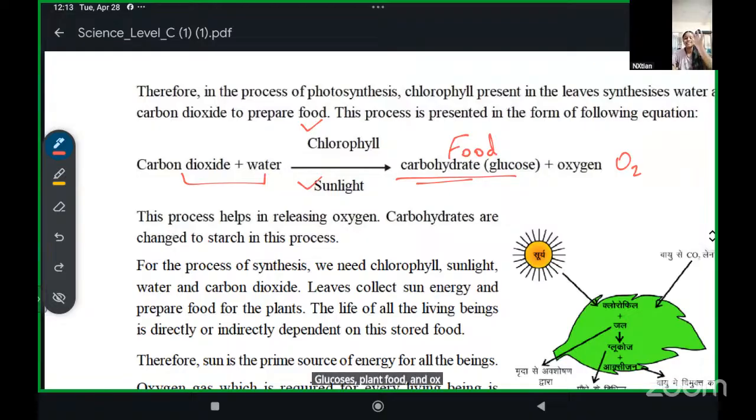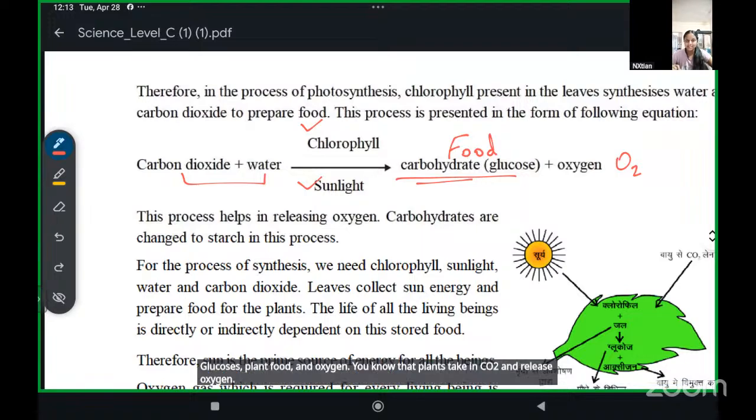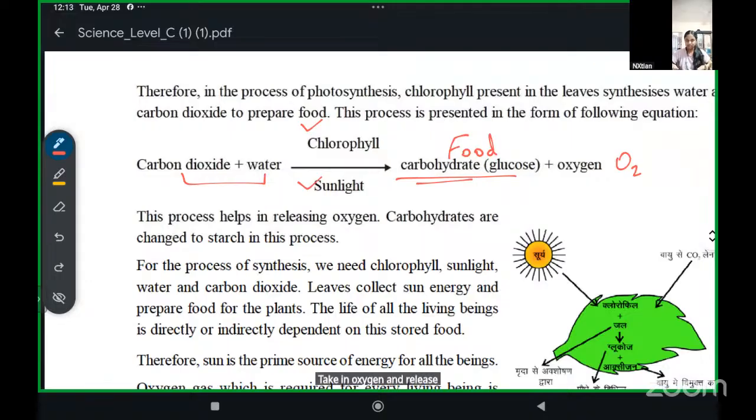You know that plants take in CO2 and release oxygen. We've heard this story, right? That plants take in carbon dioxide and release oxygen. Humans take in oxygen and release carbon dioxide.